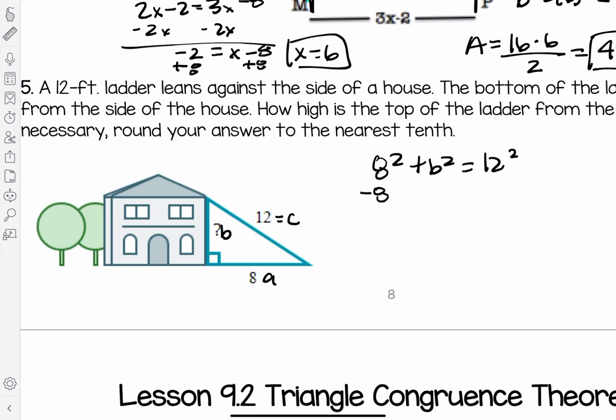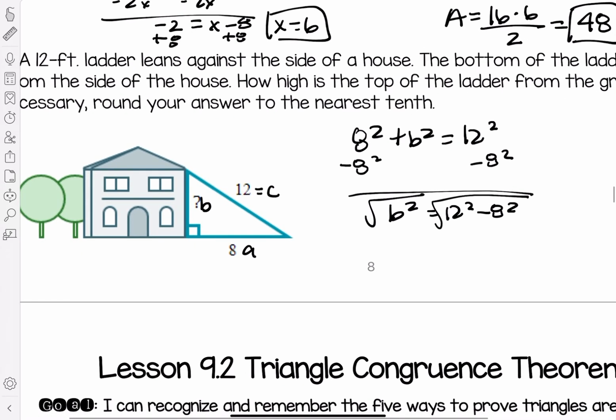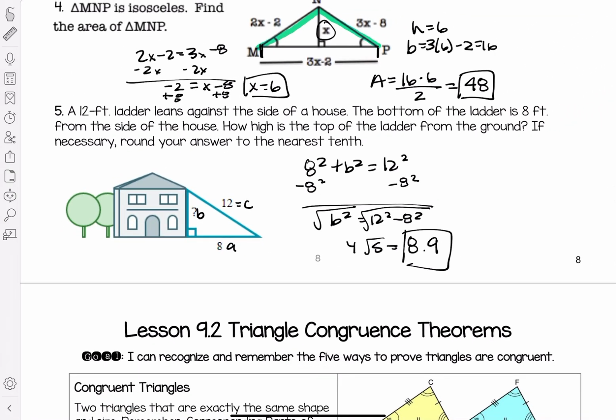And to solve, I can subtract 8 squared from both sides, leaving me with B squared equals 12 squared minus 8 squared, and taking the square root. When I do that, I get 4 root 5, which when we simplify this, we get 8.94, which when rounded just stays at 8.9. So this is 8.9 feet long.